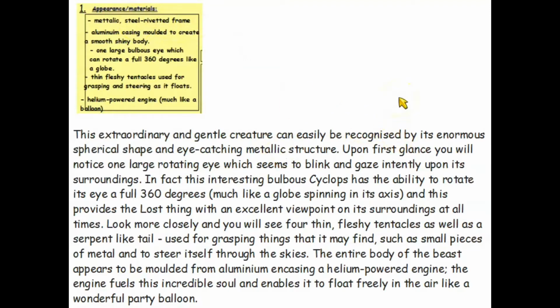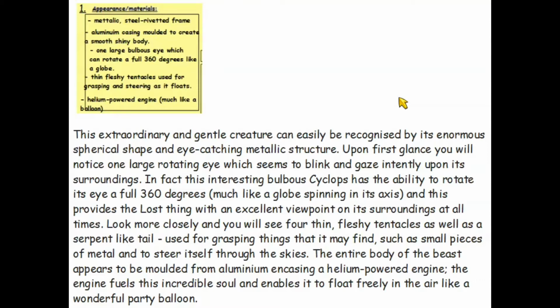Upon first glance, you will notice one large rotating eye which seems to blink and gaze intently upon its surroundings. In fact, this interesting bulbous cyclops has the ability to rotate its eye a full 360 degrees. Here's the parenthesis that your checklist asks you to include. I'm putting some detail in brackets, much like a globe spinning on its axis, and this provides the lost thing with an excellent viewpoint on its surroundings at all times.